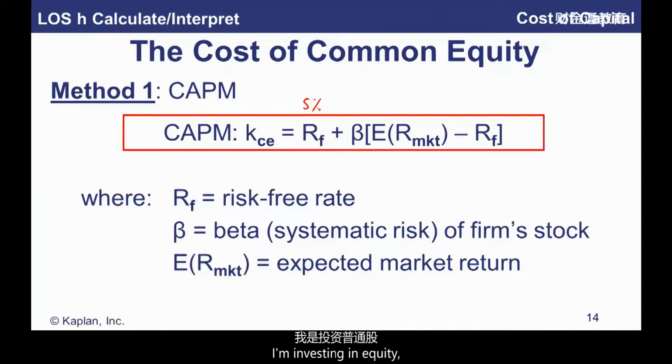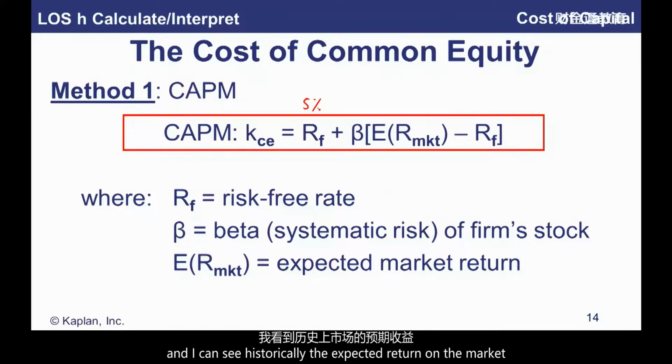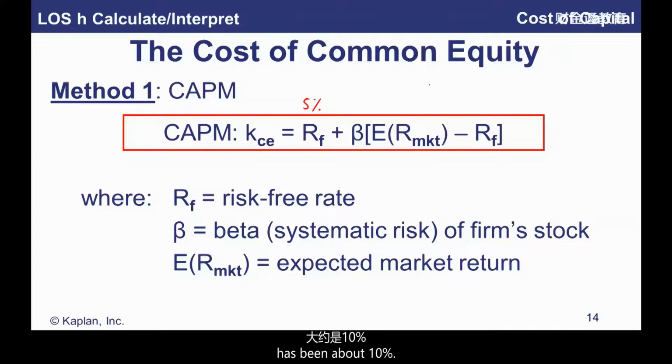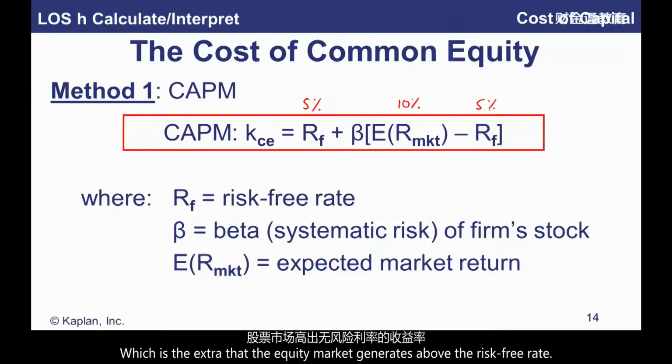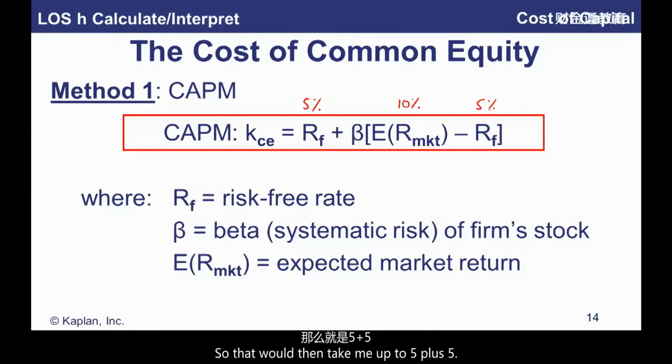I'm investing in equity, and equity is risky. So I want a little bit extra. What I could do is look historically and see that the expected return on the market has been about 10%. If I then deduct the risk-free rate from that, I get the equity risk premium, or the market risk premium, which is the extra that the equity market generates above the risk-free rate. So that would take me up to 5 plus 5. I would require a return of 10%.